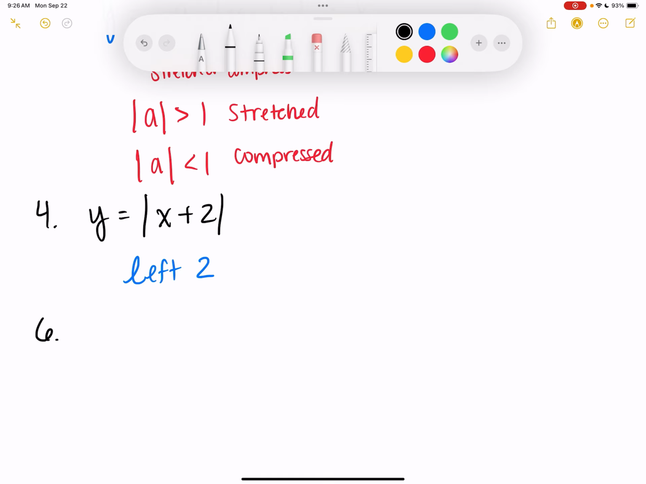Six. F of x is equal to the absolute value of x minus 1, and then outside plus 4. So inside the absolute value, I've got a minus 1. We go opposite the direction of the sign, so that means I'm going to be going right 1. And then when I'm outside, I go the same direction as the sign, up or down, so this one is up 4.